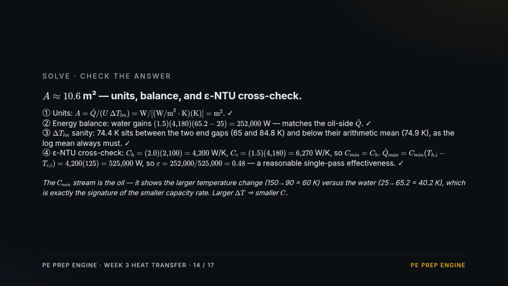4 checks. Units: watts over watts per square meter Kelvin times Kelvin gives square meters. Energy balance. The water's heat gain matches the oil side. LMTD sanity, 74.4, sits between the two end gaps and just below their arithmetic mean, as the log mean must. Effectiveness crosscheck. C-min is the oil. Q.max is C-min times the inlet span, and epsilon is about 0.48, reasonable for a single pass. The oil is C-min because it shows the larger temperature change.